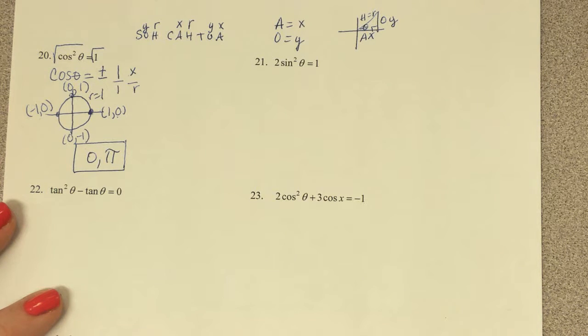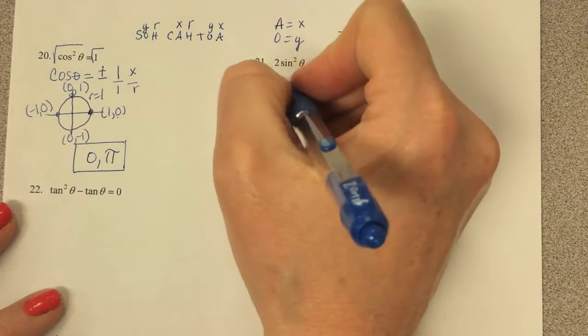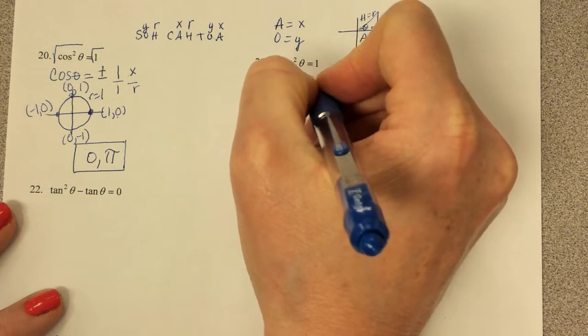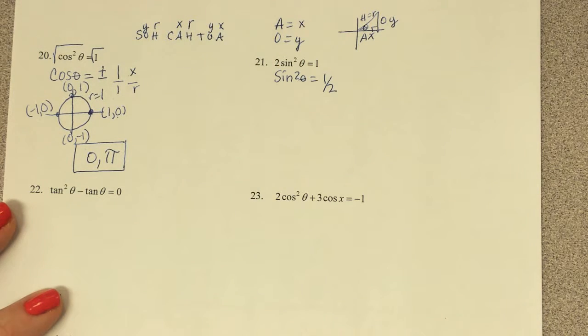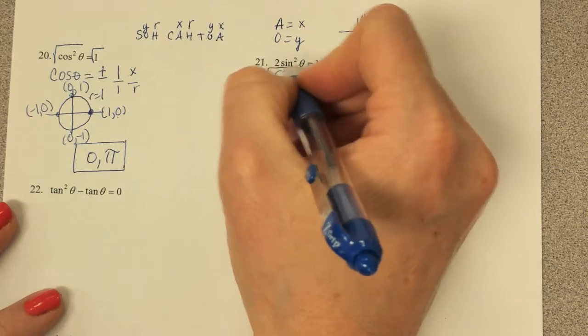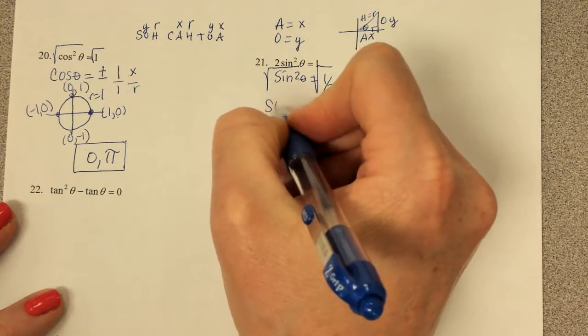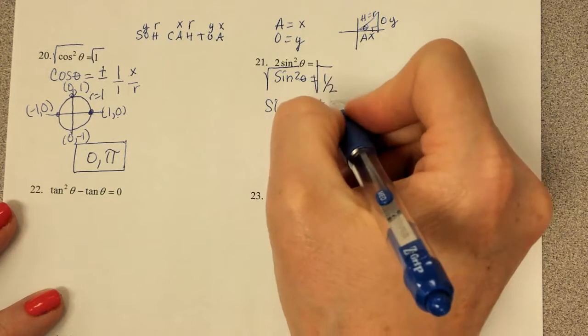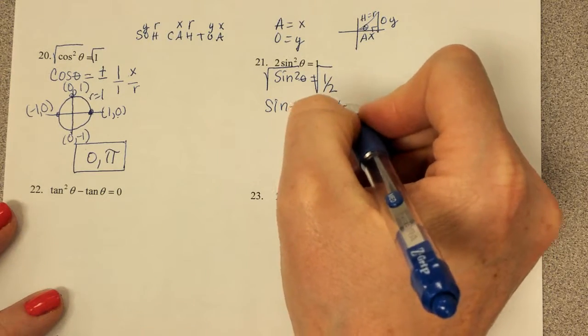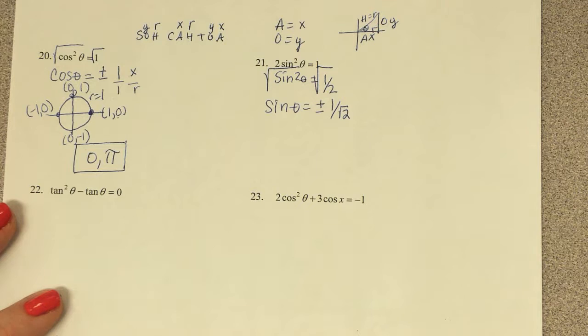All right, let's go ahead and do 21. Maya, what do you think we do first on 21? You're right. Dominic, what do you think we do now? Right? And you have to remember to put plus or minus in front of it. The square root of 1 is just 1. The square root of 2 we're just going to leave as the square root of 2.